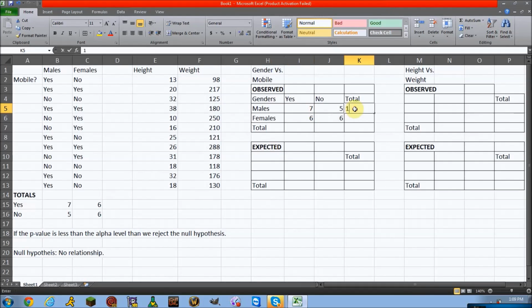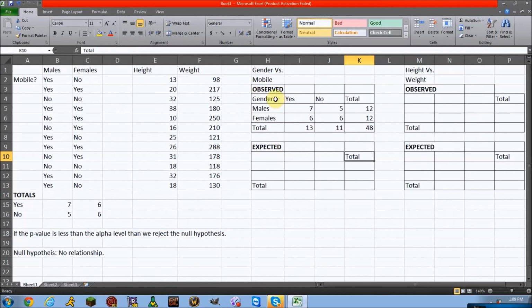7 plus 5 is 12. 6 plus 6 is 12. 7 plus 6 is 13. 5 plus 6 is 11. 13 plus 11 is 24. 12 plus 12 is 24. 24 plus 24 is 48. So you're basically just finding your totals.